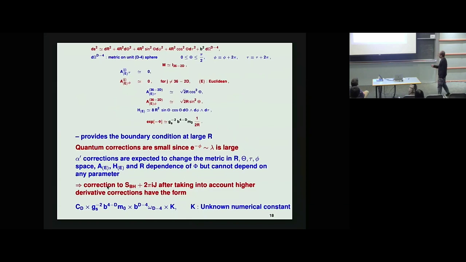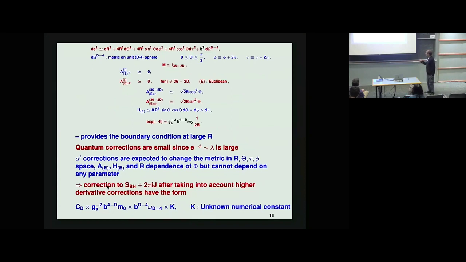Quantum corrections are expected to be small because e to the minus phi goes as lambda for large lambda. You can do the scaling here, and this means that the string coupling at the horizon is small. So you don't have to worry about the quantum corrections.